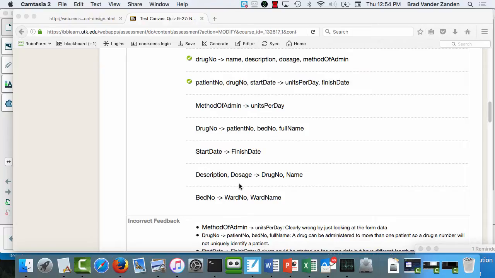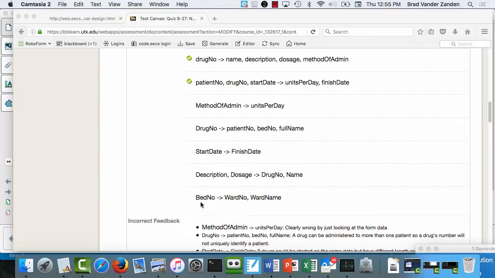The description and the dosage isn't necessarily going to determine the drug number and the name, and that's because the description could be painkiller, and there's many types of painkillers, each of which could have the same dosage. I could have morphine, I could have OxyContin, I don't know what others are out there. Please don't enlighten me. So the description was just a generic tag like painkiller, and you can't, from that and the dosage, get to a specific drug number. There could be multiple painkillers with the same dosage.